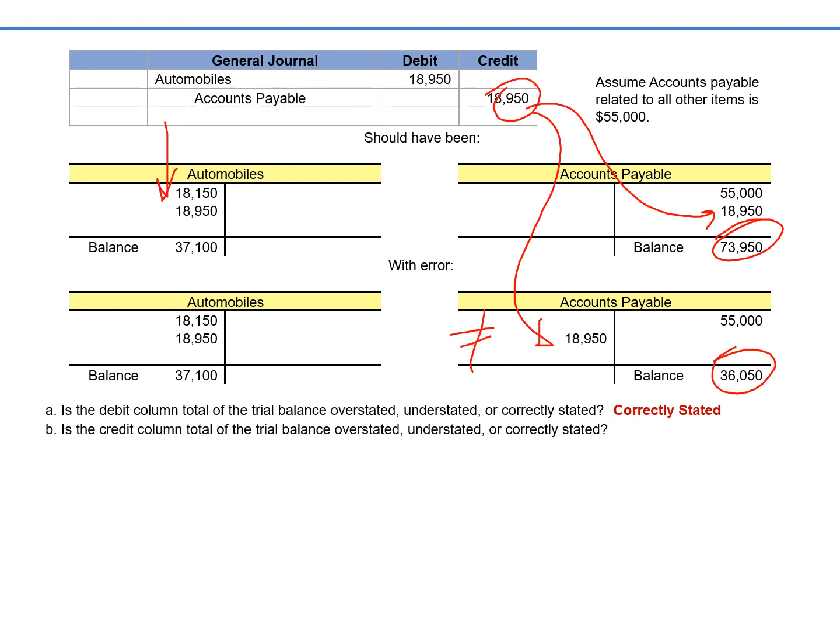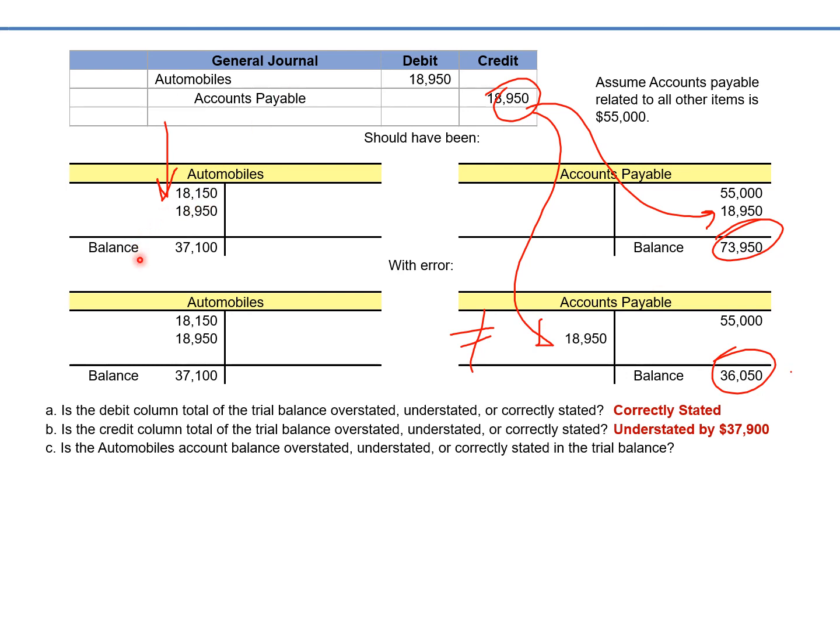Is the credit column of our trial balance overstated, understated, or correctly stated? Well, here's what it is. Let me find my pointer. Hang on a second. All right, here's what our balance is. Here's what it should be. So that means our credits are understated, right? By the difference between the two, $37,900.